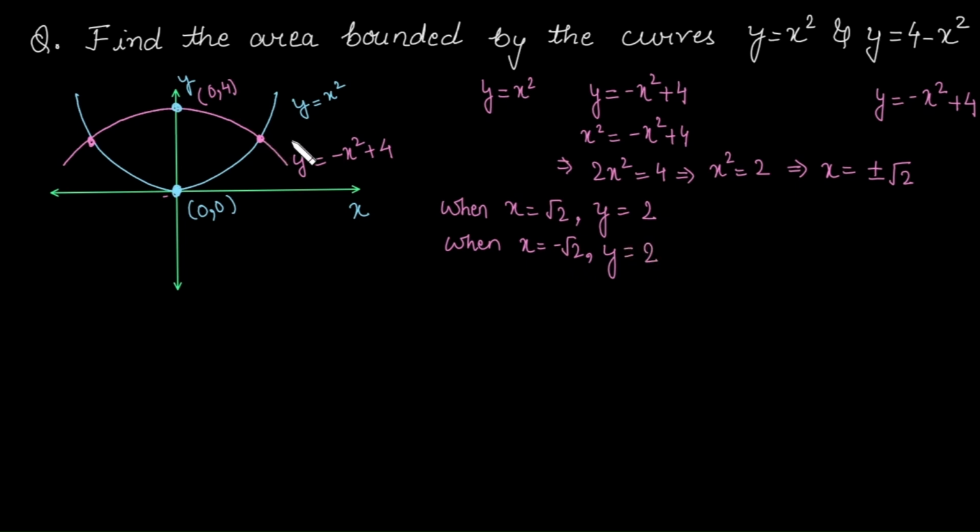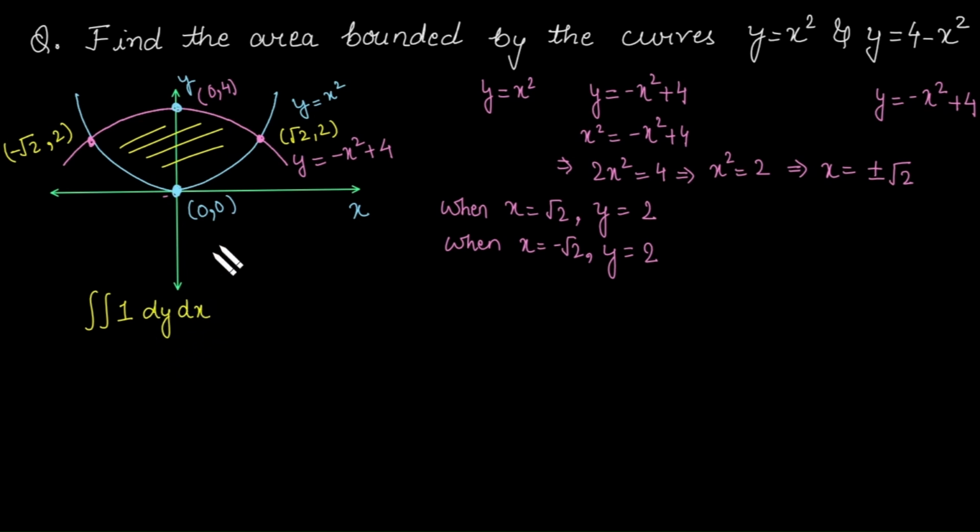So this point is (root 2, 2), and this point is (minus root 2, 2). Now we are in a position to find the area bounded by these two curves. For that, we will take the double integration, with the function as 1. Let's take first with respect to y, then with respect to x.